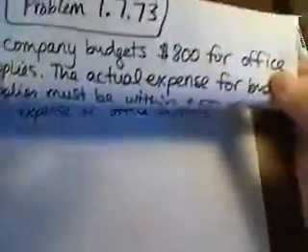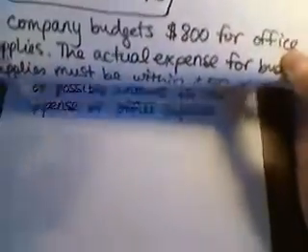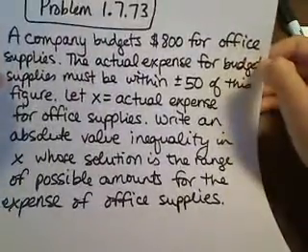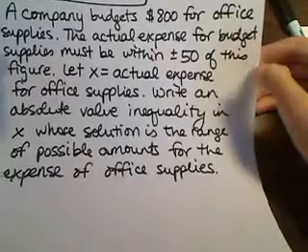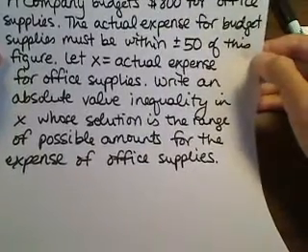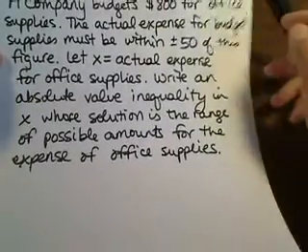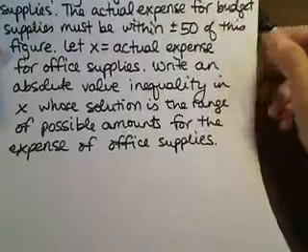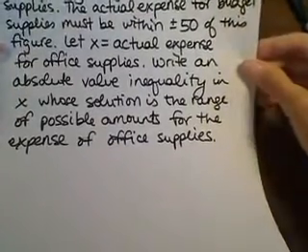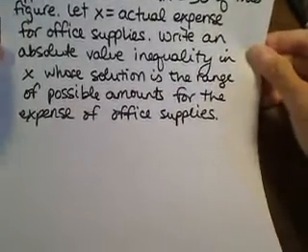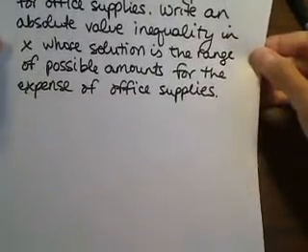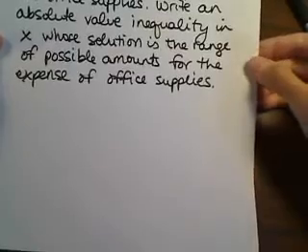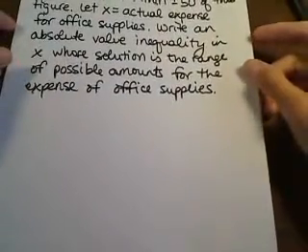Okay, so this is problem 1.7.73, and they tell us that a company budgets $800 for office supplies. The actual expense for budget supplies must be within plus or minus 50 of this figure, and that's $50. They want us to let X equal the actual expense for office supplies, and then they want us to write an absolute value inequality in X whose solution is the range of possible amounts for the expense of office supplies.